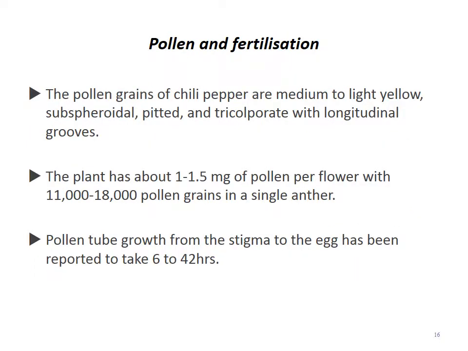Pollen and fertilization. Pollen grains are medium to light yellow, subspheroidal, pitted and tricolporate with longitudinal grooves. The plant has about 1 to 1.5 mg of pollen per flower, with 11,000 to 18,000 pollen grains in a single anther. Pollen tube growth from the stigma to the egg has been reported to take 6 to 42 hours.